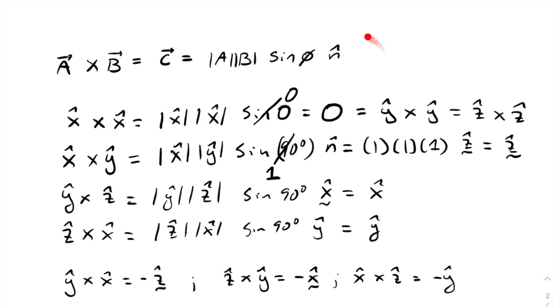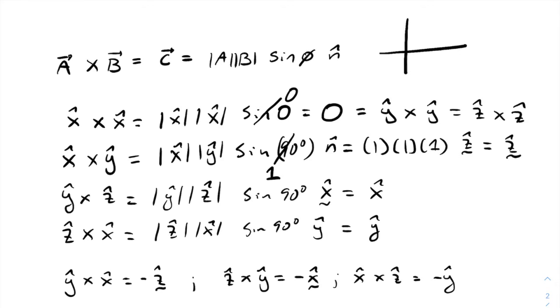Then we have, from this formula that we found before, the magnitude of the unit vector x times the magnitude of the unit vector y times the sine of the angle between them. The angle between them is 90 degrees, and we know that the sine of 90 degrees is equal to 1. Now we also have to find the direction of this unit vector n. The only thing it represents is the direction that is perpendicular to both the x-axis and the y-axis.